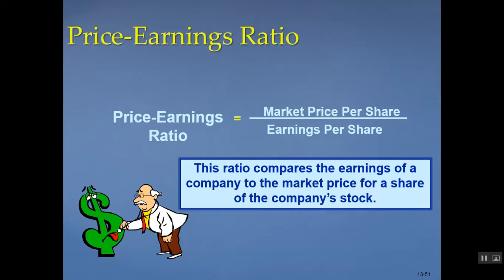Price earnings ratio is looking at comparing the earnings of a company to the market price for a share of the company's stock. In general, a higher price to earnings ratio indicates the market is more optimistic about a company's growth potential than it is about a company with a lower price to earnings ratio. And again, you can't look at this in a vacuum. You need to understand what the average or typical PE ratio is for companies in the industry that you're analyzing.